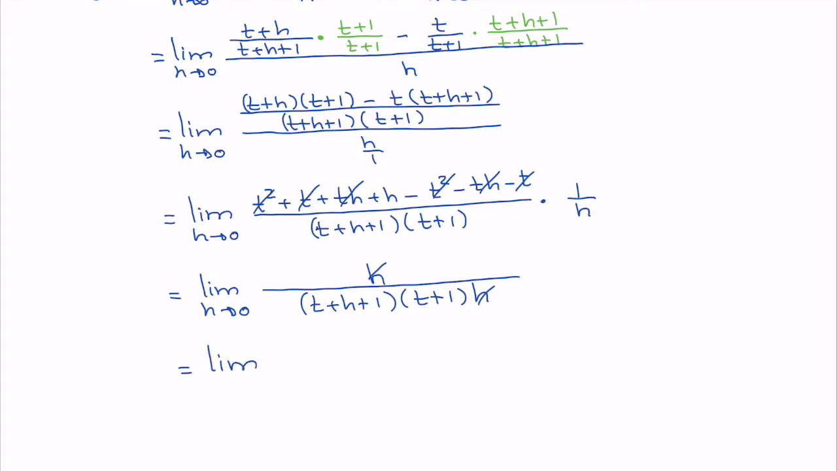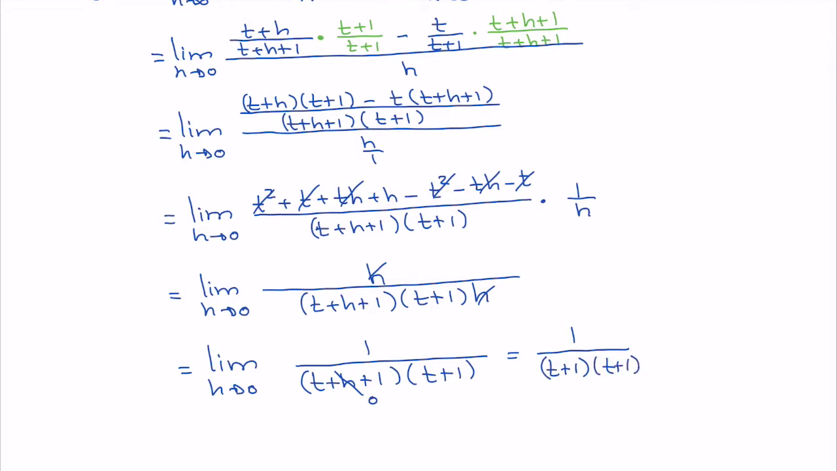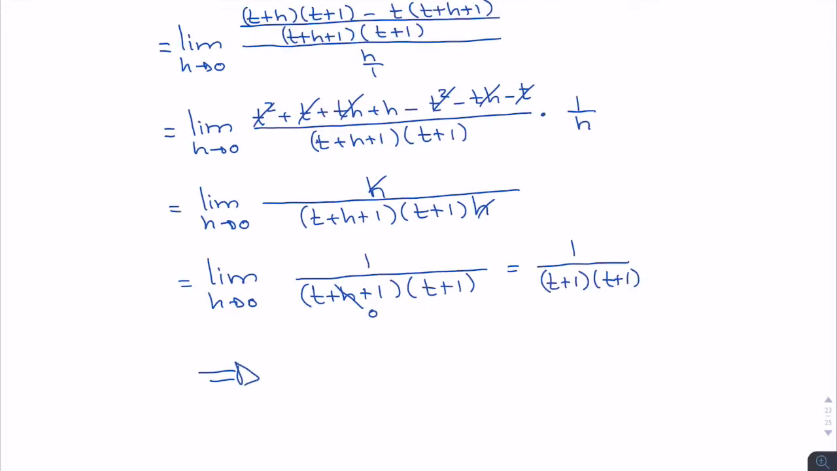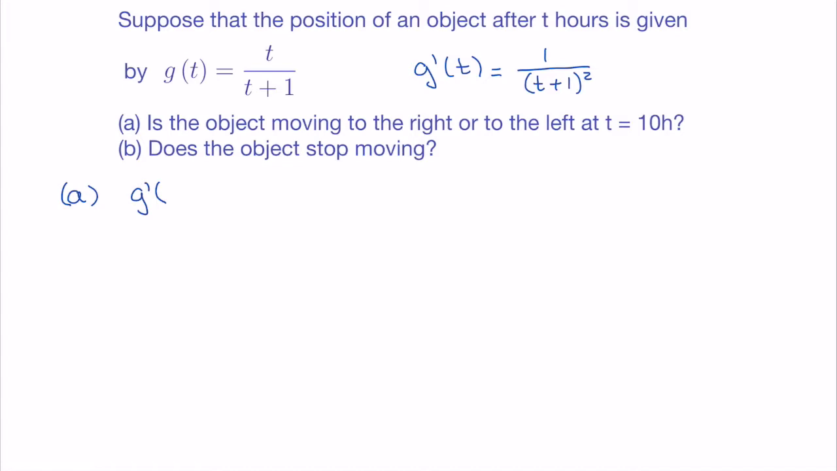And we get the limit as h approaches 0 of 1 over t plus h plus 1 times t plus 1. When h approaches 0, this is 1 over t plus 1 times t plus 1. So this tells us that the derivative of g at t is 1 over t plus 1 squared. Now we answer the questions. At all times, remember that the derivative in this example is the velocity.